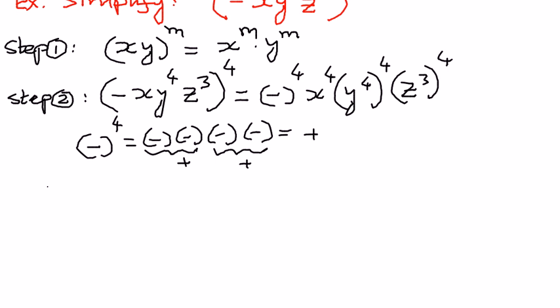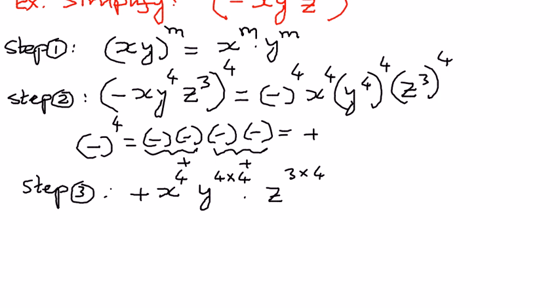And then x to the power of 4 is x to the power of 4, and then for y to the power of 4 raised to the power of 4, we can write the base and then multiply the powers. So in step 3 we can write it this way now. The negative raised to the power of 4 is a positive, and then we have x to the power of 4, nothing changes there. In y to the power of 4, the whole thing raised to the power of 4, we're going to write the base, and then multiply the powers, 4 times 4. And then the last term, z to the power of 3, the whole thing raised to the power of 4. Since an exponent is raised to another exponent, we multiply the exponents, z to the power of 3 times 4. That is the way we want to write it out.